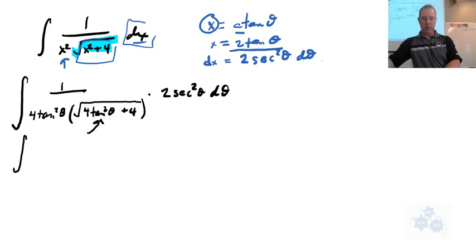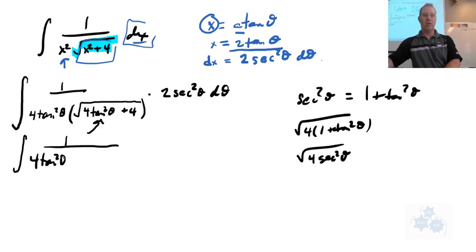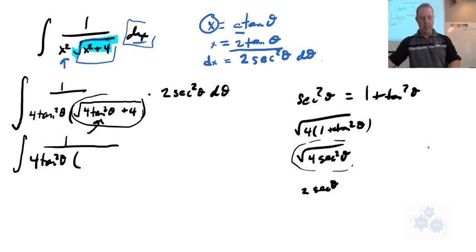What did we say tan squared theta plus 1 was again? Anybody remember that? It's secant squared theta. So secant squared theta equals 1 plus tan squared theta. So if we have square root of 4 times 1 plus tan squared theta, or tan squared theta plus 1, we actually have the square root of 4 secant squared theta. So this is going to be now 4 tan squared theta times this right here, which actually simplifies to 2 secant theta. Does that make sense? That's going to be 2 secant theta.